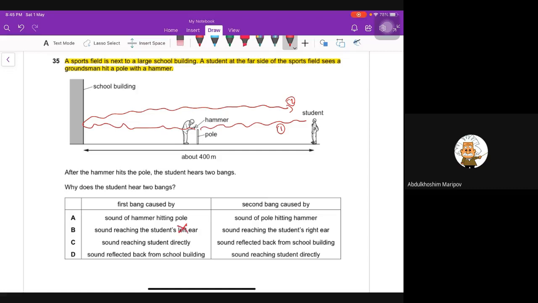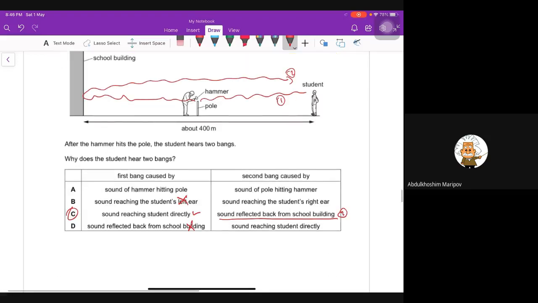What do you mean left ear? It can be right or left, right? Sound reaching student directly. Okay, this is sound of hammer hitting the pole. Sound reflected back from the school. No, not this one. Of course you hear from the hitting of the hammer. The first and second are also from the hammer, but the first is directly from that one. Let's read the second one. Sound reflected back from the school. This would be the second one. So it's C, definitely. It's very easy.